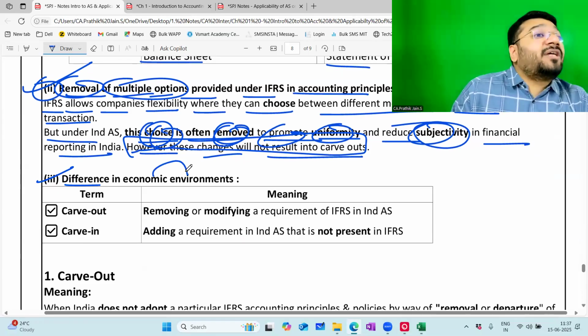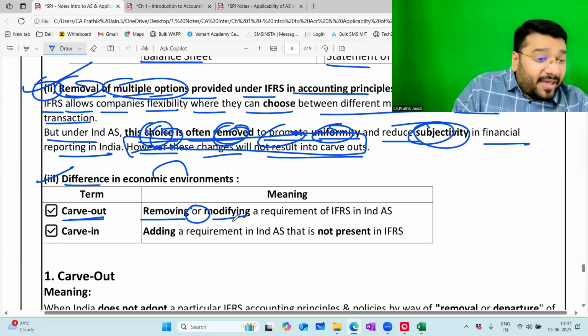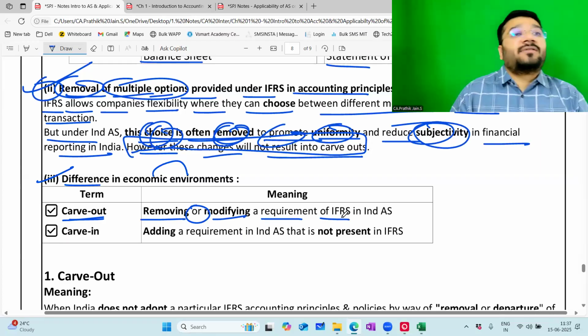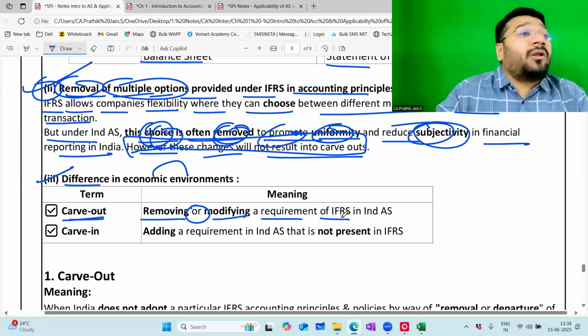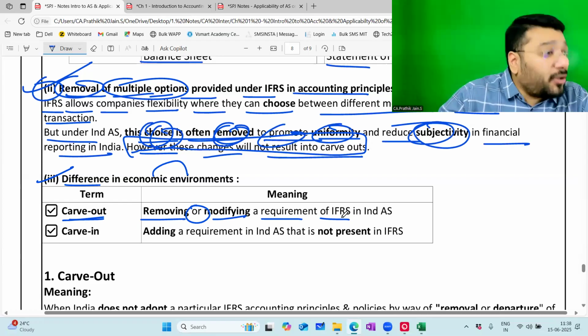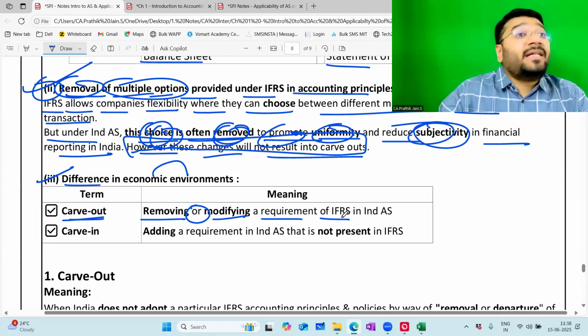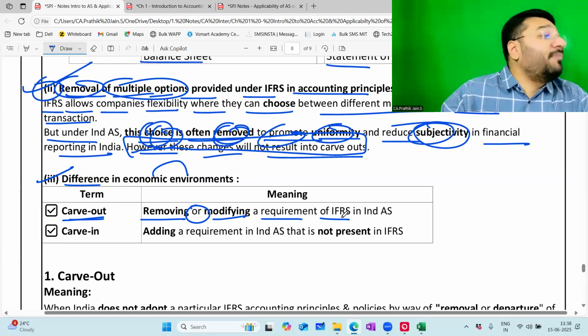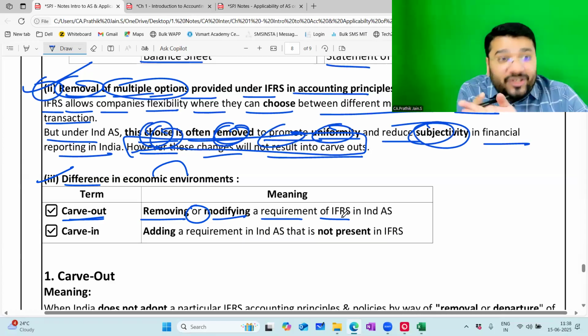Now, this is called major deviations. This is called carve-in and carve-out. What is carve-out? Removing or significantly modifying the requirement of IFRS. So IFRS gave a suggestion, one accounting standard, and we did not agree with it at all. What did we say? We will not accept, because if I accept that norm, it is not suitable to our business environment, our economic environment. So we made a major deviation.